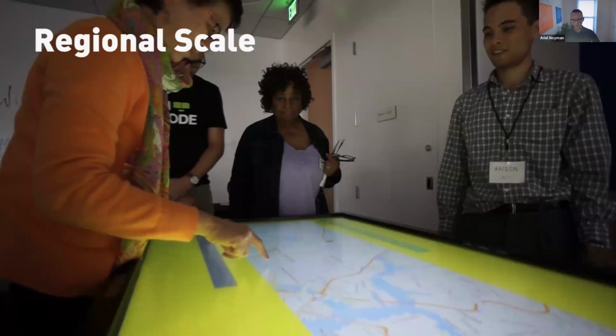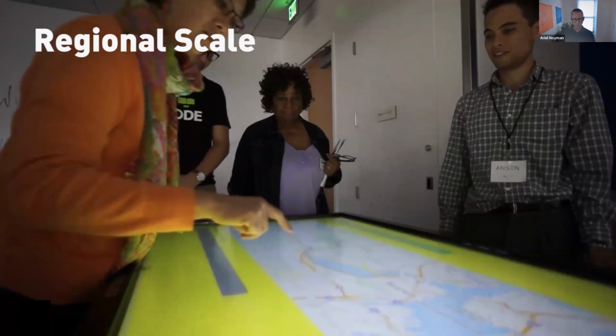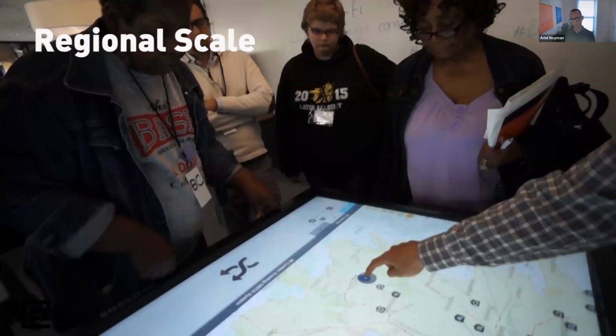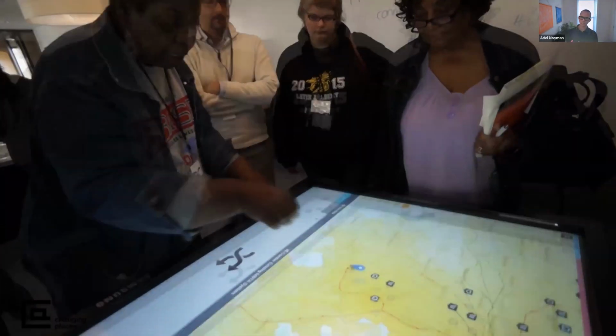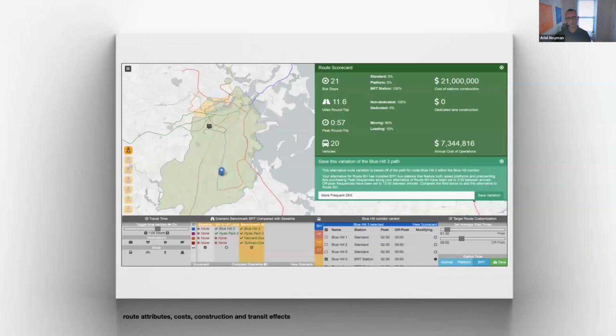The regional scale was designed as a citywide understanding of the BRT system and the impact of that system on each member of the community. The participants designed their own daily commute and then were given insight about waiting time, access to housing, jobs, and amenities, as well as the ability to make certain modifications to that BRT system.